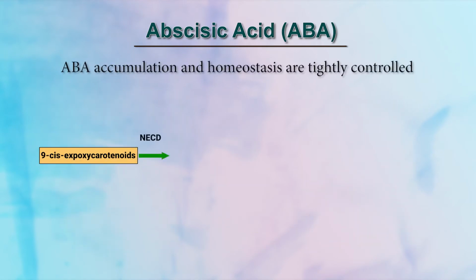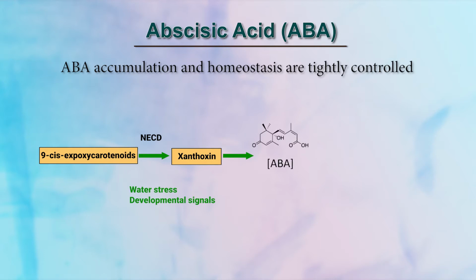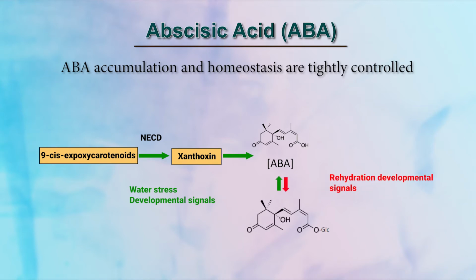Conditions such as availability of water or developmental signals control the balance between the biosynthesis of bioactive ABA versus its reversible conversion to the glucosylated storage form or irreversible catabolism to 8'-hydroxy ABA and phaseic acid. This ultimately dictates the overall level of bioactive ABA within the plant.